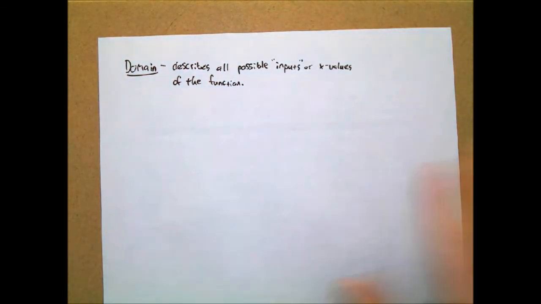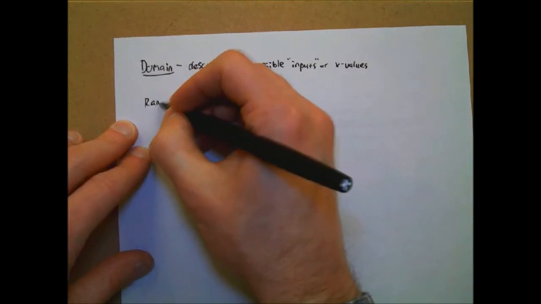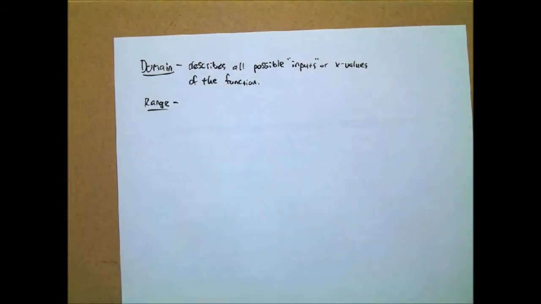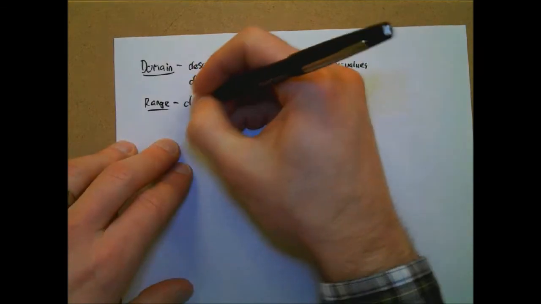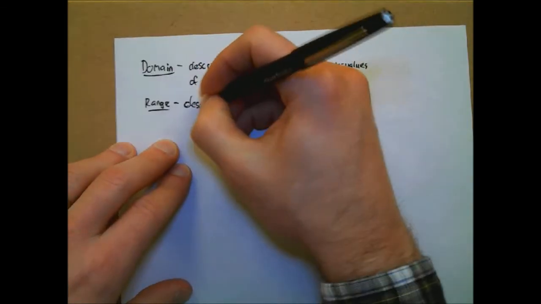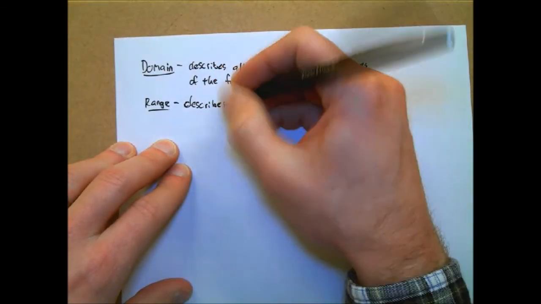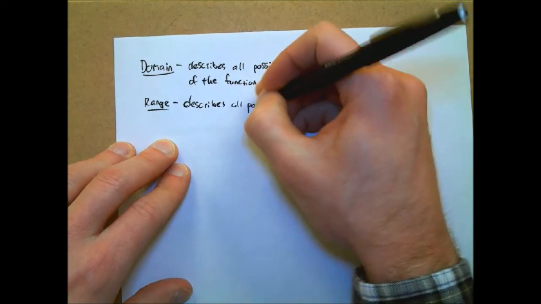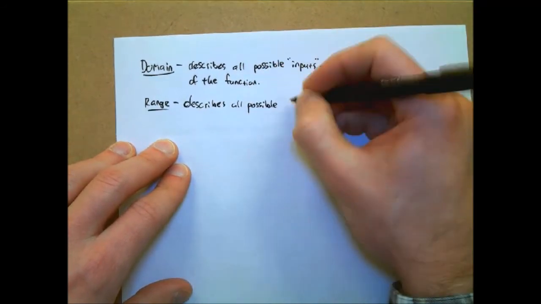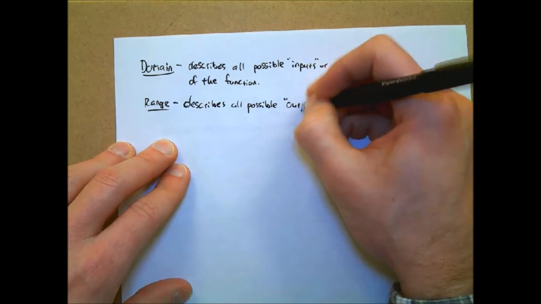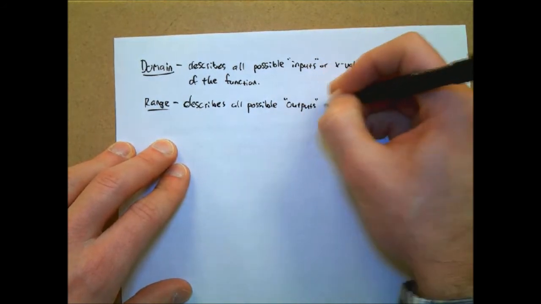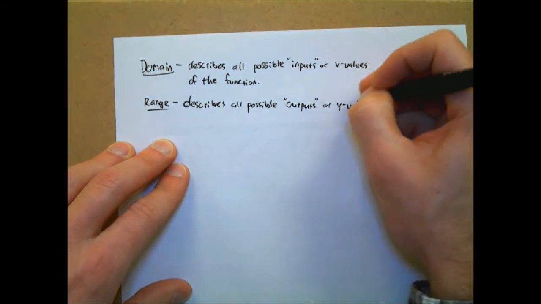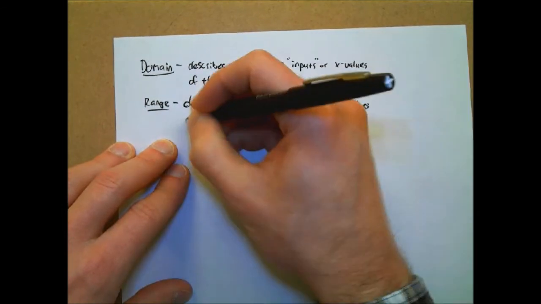Describes all possible inputs or x values of the function. And so then the range, the jelly to the domain's peanut butter, right? What will that describe? All the possible y values. You got it. Exactly right. Describes all the possible y values. So I'm going to put all possible outputs or y values of the function.